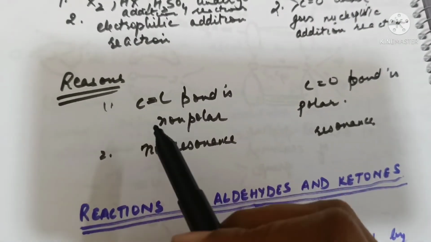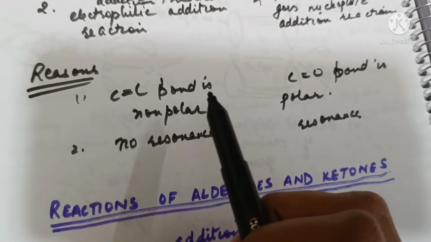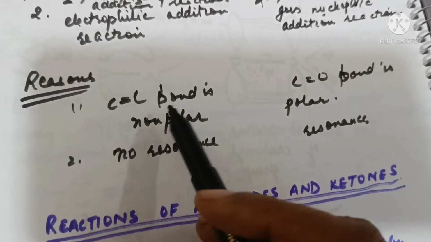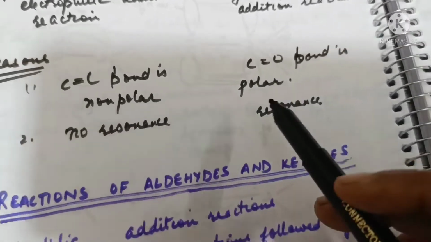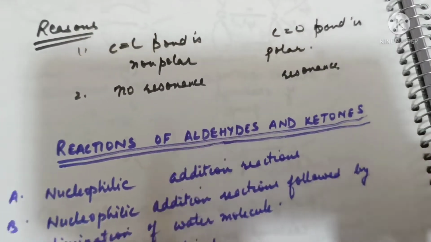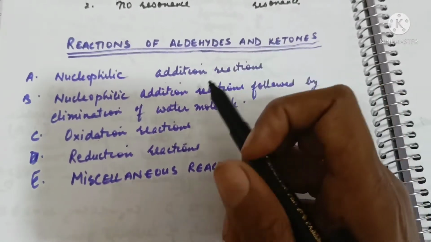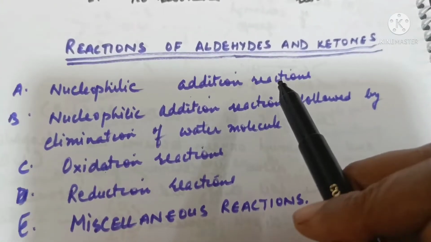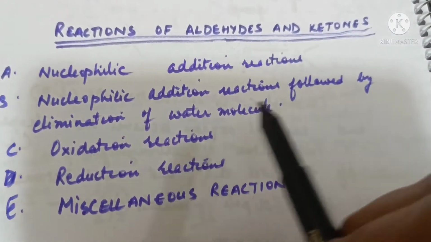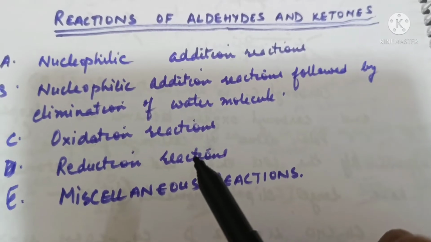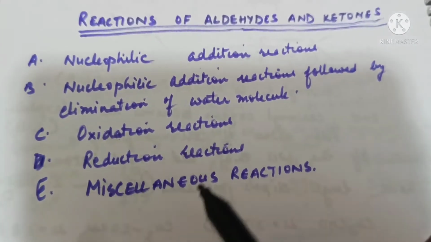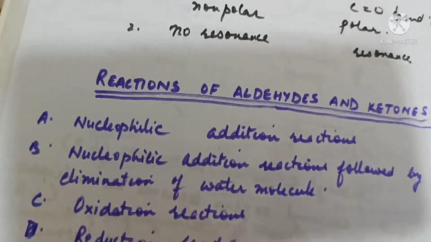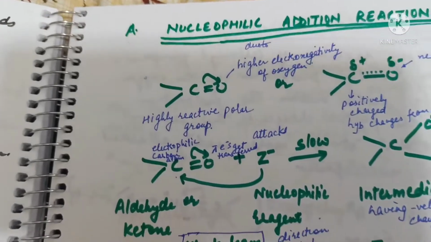The reason behind this is that the carbon-carbon double bond is non-polar, whereas the carbon-oxygen double bond is polar. There is no resonance in this non-polar bond. There is resonance in this polar bond. Reactions of aldehydes and ketones can be categorized into 5 categories: nucleophilic addition reactions followed by elimination of water molecules, oxidation reactions, reduction reactions, and miscellaneous reactions. So let us begin with the first category, nucleophilic addition reactions.